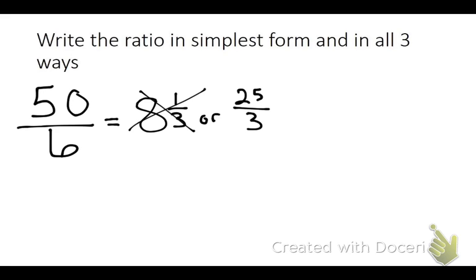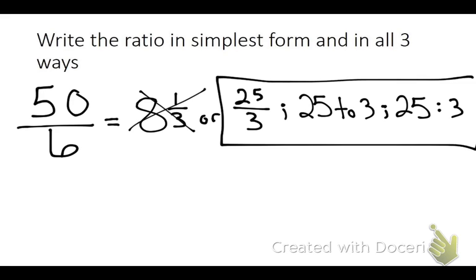We keep them improper, and then we write it in the 2 other formats, with the word to and with the colon. All right, and those are my 3 formats for writing a ratio. Any questions on that? All right, who got that right? 25 to 3. Okay. All right, questions? If you got it wrong, do you see where you went wrong?